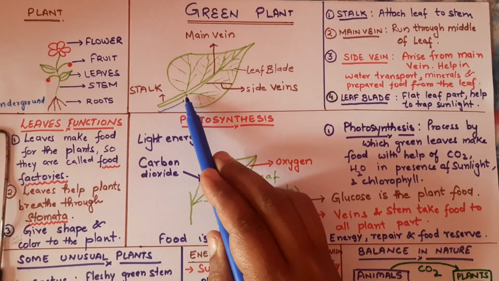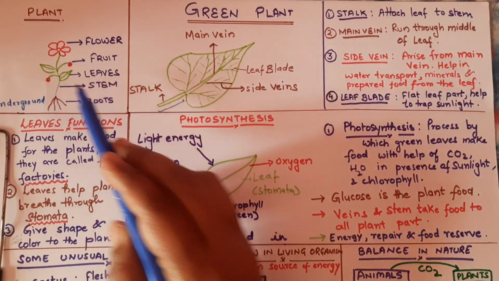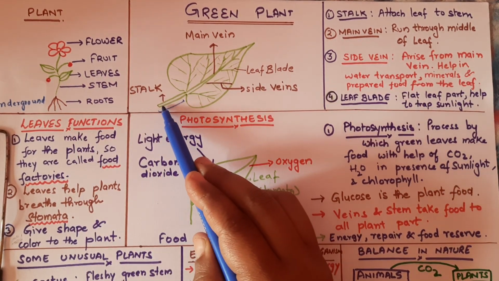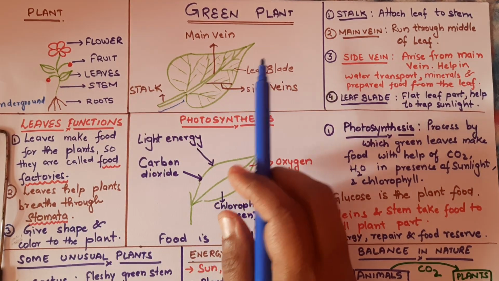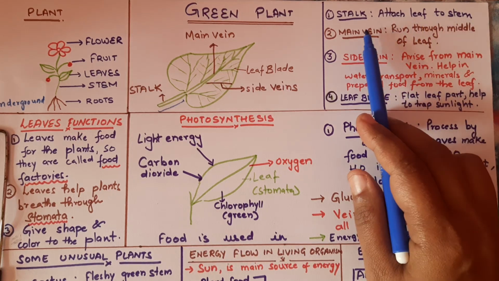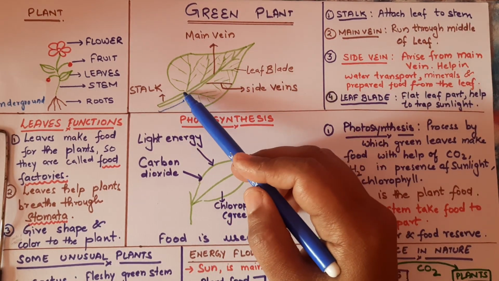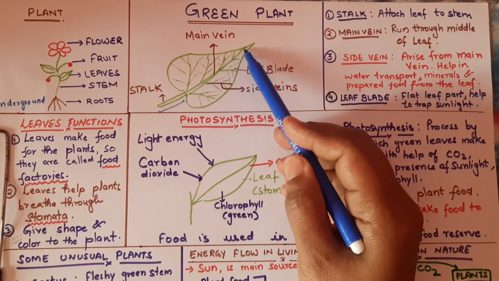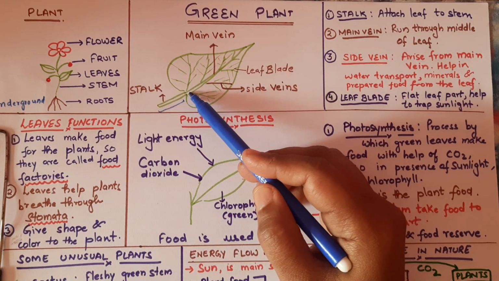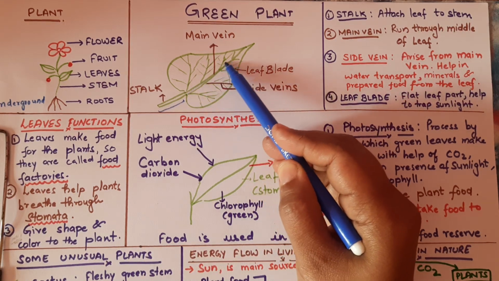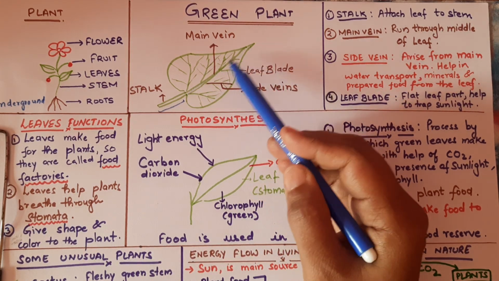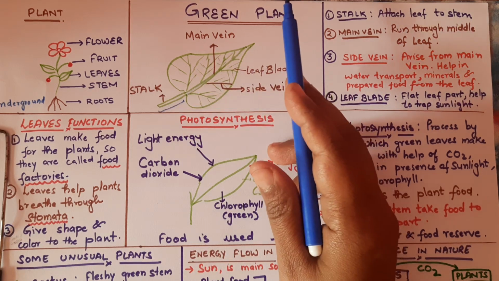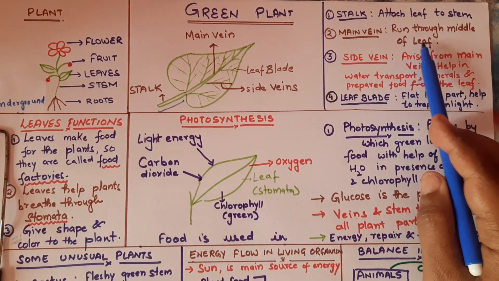So here is the leaf. It is attached to the stem of the plant through the stalk. So stalk helps in attaching the leaf to the stem. Now in the center of the leaf there will be a prominent vein. This prominent vein is known as the main vein. The main vein is the prominent one and it runs through the middle of the leaf.